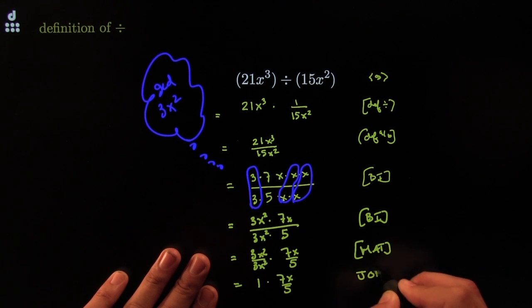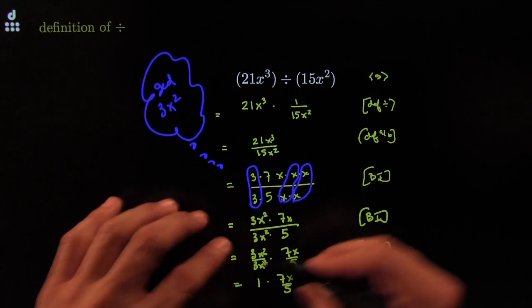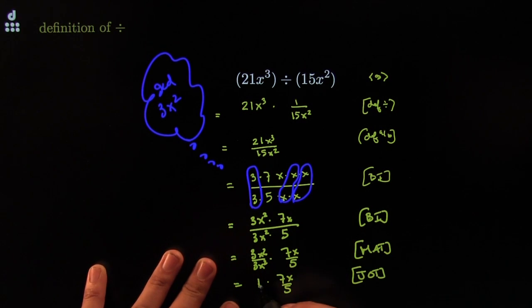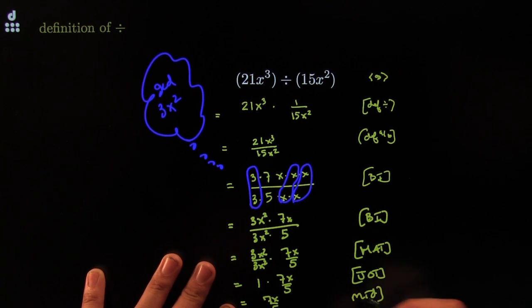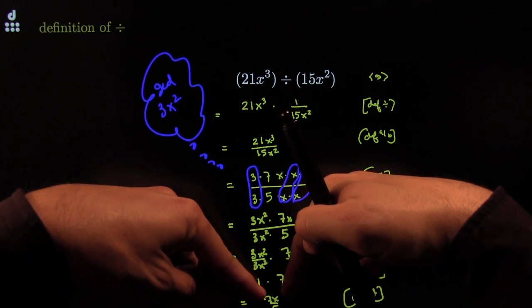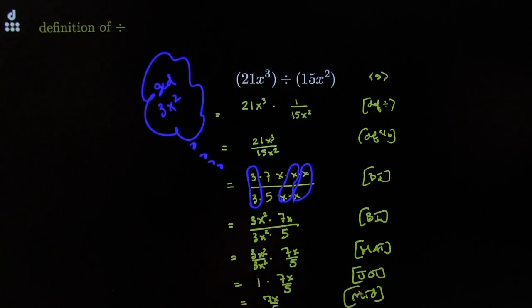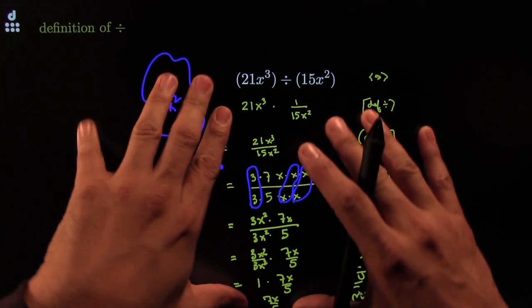That's just one theorem. Any number over itself, as long as it's not 0, infinity, or anything weird, will be just 1. The 1 times anything does nothing. The 1 is like water, so you get 7x over 5. And now right there, you can barely see it, but you can see enough to see the beauty. This is how we would do this step by step, showing every single part of the reasoning.